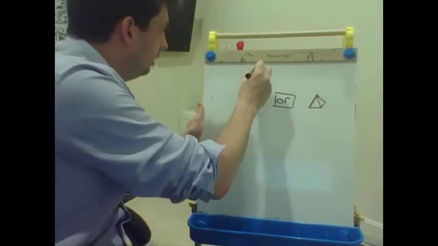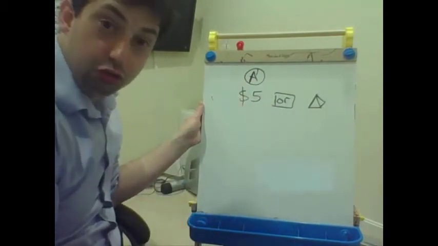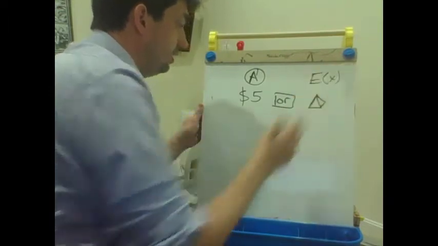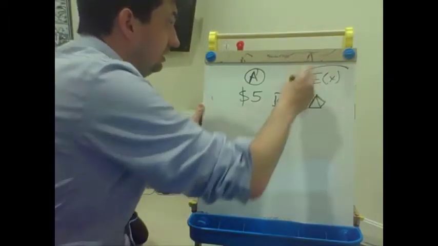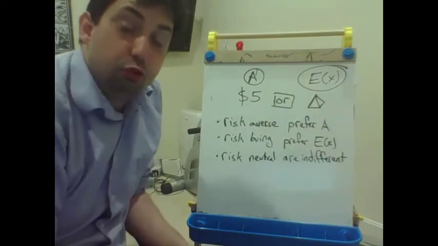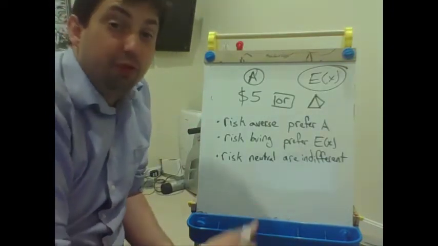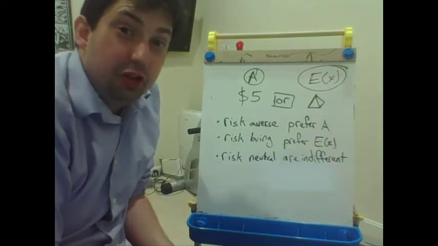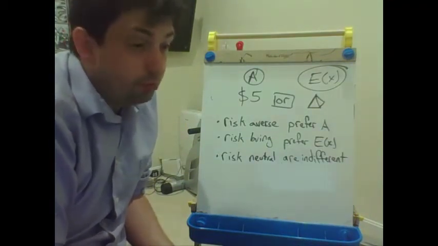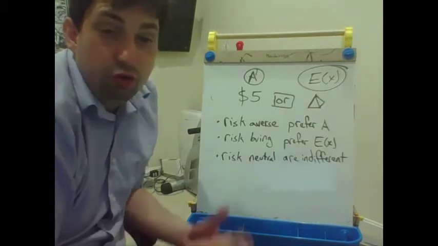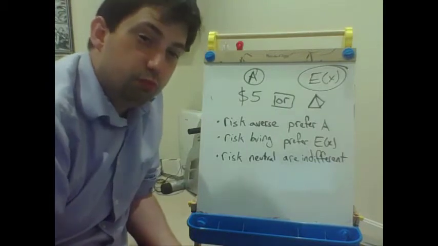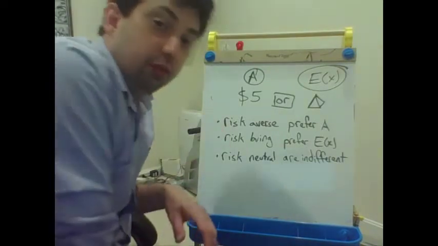Consider this is A, the certain payoff. And this is EX, the expected payoff. Here are the 3 basic attitudes towards risk. There's only 3 options. You can either prefer A, you can prefer EX, or you can be indifferent. You can prefer to go for the certain payoff, prefer to go for the uncertain payoff, or just not really care which one. And we have specific names for each of these 3 kinds of choices, 3 kinds of preferences.